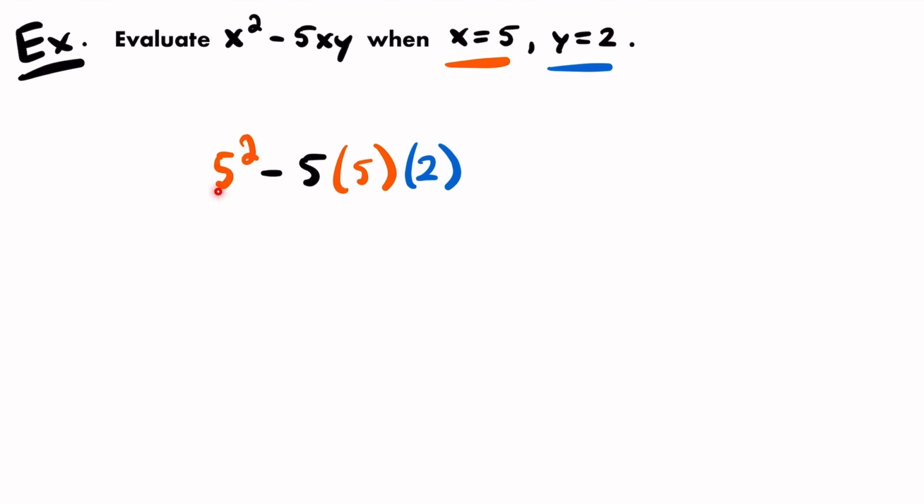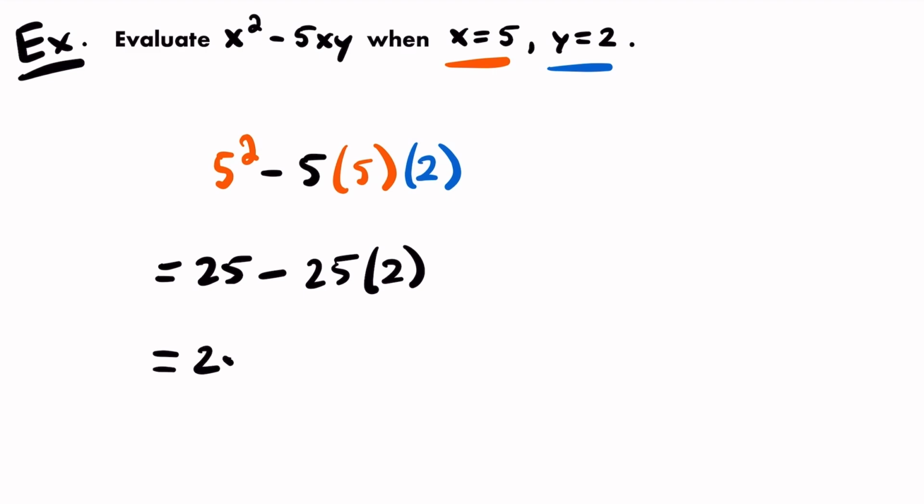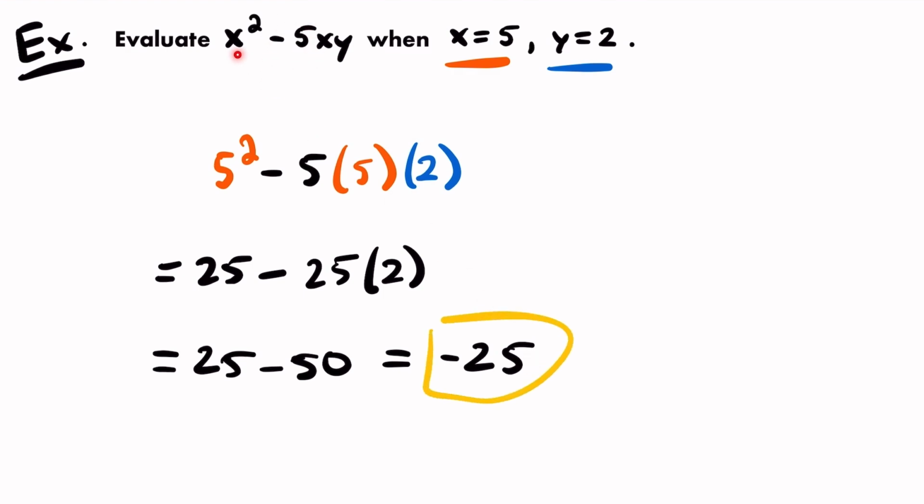In this case, we do want to do this exponent first. 5 squared is equal to 25. So this is equal to 25 minus 5 times 5 times 2. And 5 times 5 is also 25. So we have 25 times 2. And then we want to do this multiplication before we do any subtraction, because you want to do multiplication and division before addition and subtraction. And so 25 times 2 is 50, which means that we have 25 minus 50, which is equal to -25. All right, so that would be the value of this variable expression when x equals 5 and y equals 2.